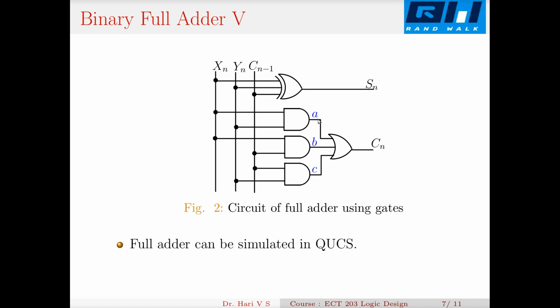Now I mark these as A, B, C because in Verilog these 3 points will appear as internal nets, so I will be using these variables. It makes it easier that I put these variables here. So here it is A or B or C that forms my Cn. Now this full adder can be simulated in QUCS.